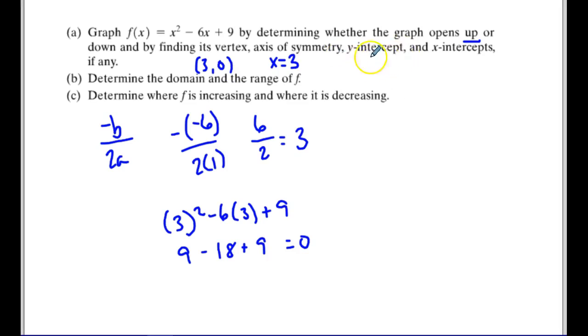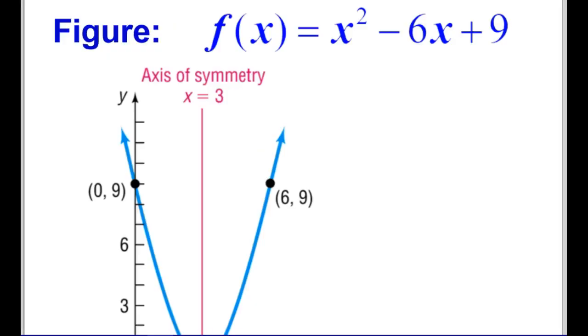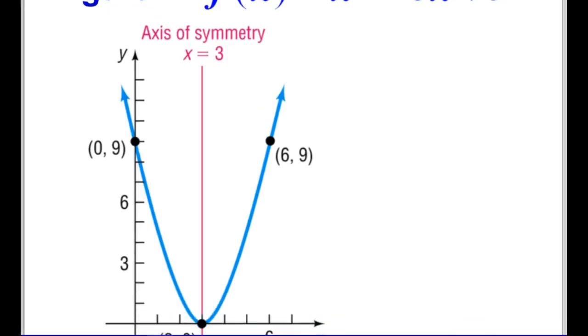So I could find my y-intercept and my x-intercepts. Remember that the x-intercept is where my y value equals 0. So I've already found my only x-intercept here. Let's go ahead and find the y-intercept. I can plug in 0, and that gets rid of these two terms. So my y-intercept, when my x is 0, is at 9. Now I have these points that I can plot and come up with my graph.